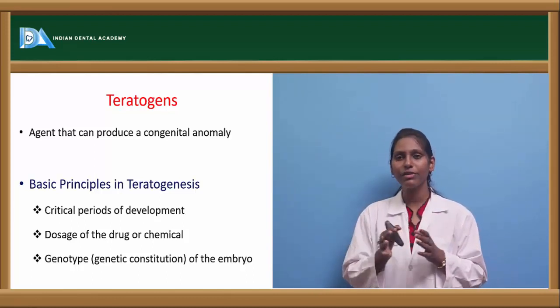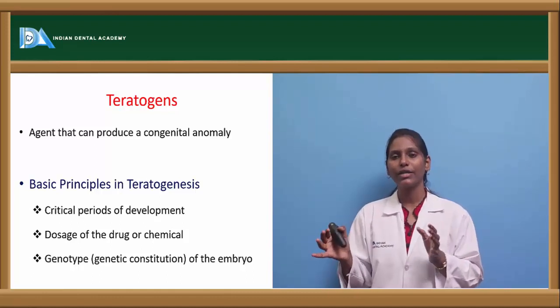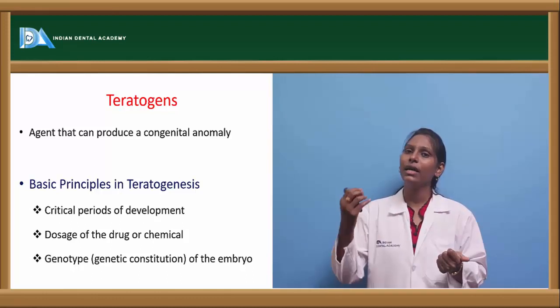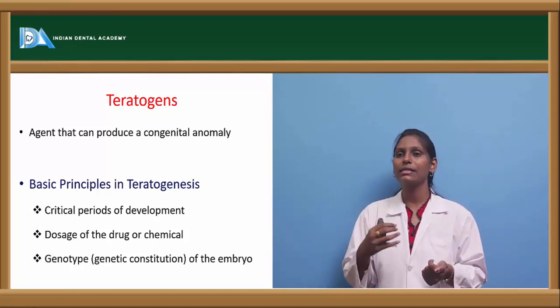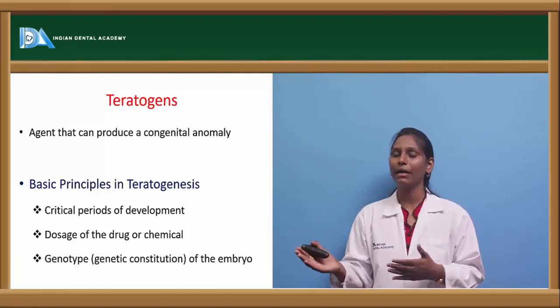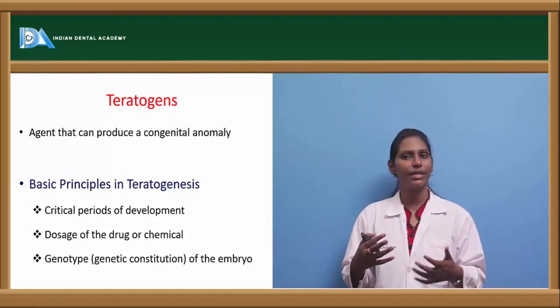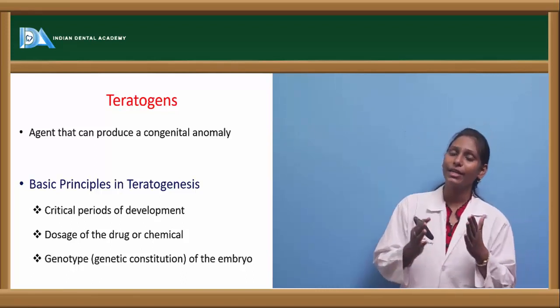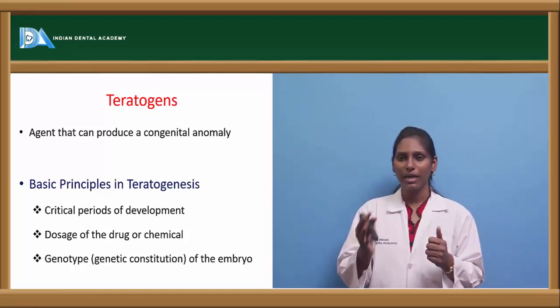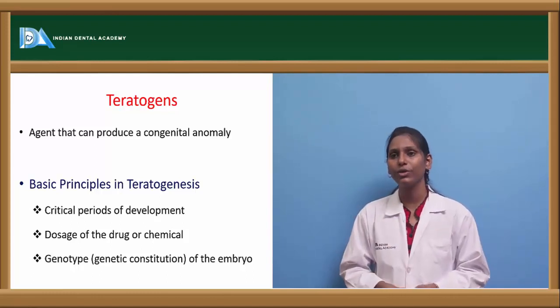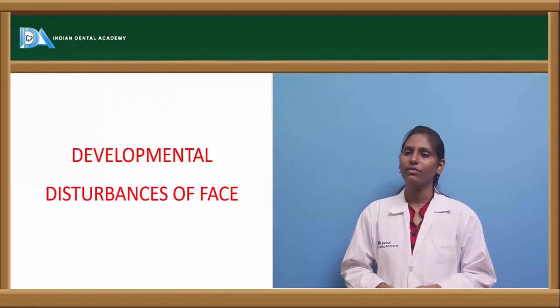For example, in the first 3 months of intrauterine life, organogenesis happens, right? So certain teratogens can hamper this organogenesis. This can lead to teratogenesis, and that can further lead to anomalies of the child, facial anomalies or any congenital anomaly. The dosage of a drug or chemical can also govern teratogenesis. Again, the genotype, that is the genetic constitution of an embryo, can also govern teratogenesis.